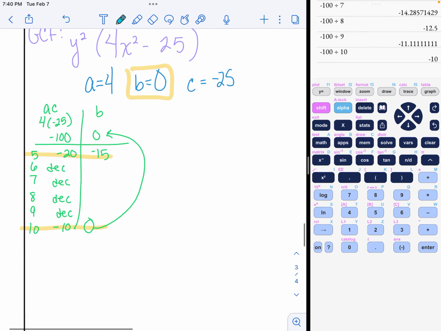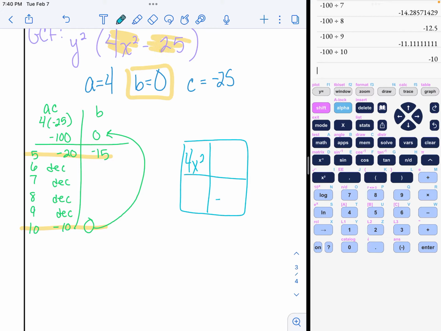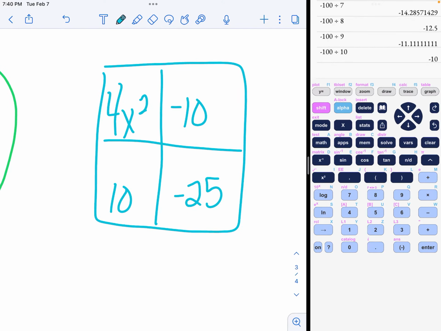It's now time for the box. In the top left of the box, we put the 4x squared. So you'll always look after your GCF. In the bottom right of the box, we put your last term of negative 25. The catty corner boxes are dedicated to your magic factors of negative 10 and 10. You always use half of the variable that you used in the top left box, so x and x. So half of that is an x.